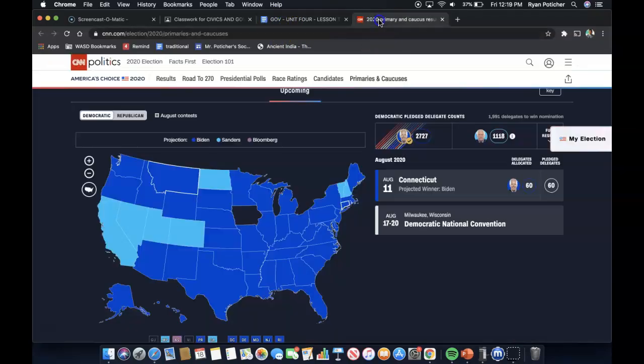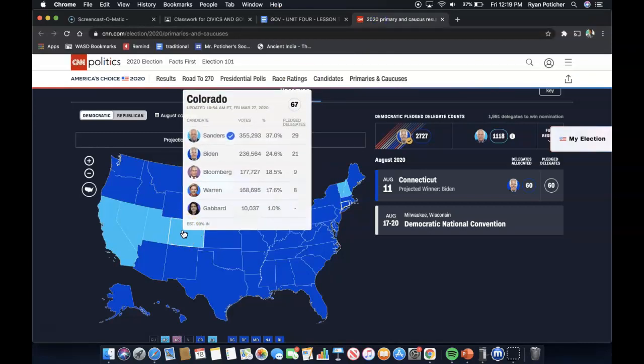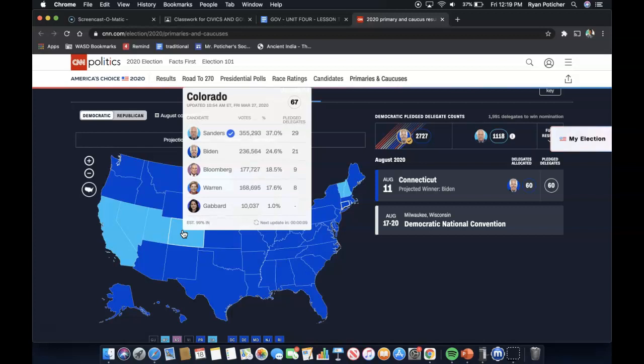Colorado. Located right here, Bernie Sanders won the state of Colorado, followed by Joe Biden, followed by Mike Bloomberg. Bernie Sanders won 37% of the vote. Biden won 24.6%. Bloomberg won 18.5%. Sanders at 29 pledged delegates. Biden at 21. Mike Bloomberg at 9.